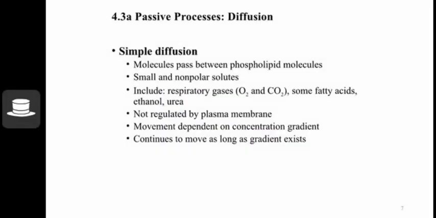So simple diffusion is where the molecules can pass through the physical barrier of our phospholipid membrane very easily. It means they're going to be small and non-polar. They're not going to have any kind of charge on them. So things like oxygen and carbon dioxide, some fatty acids, ethanol, urea, all are what we call lipid soluble. They'll melt right into the plasma membrane.